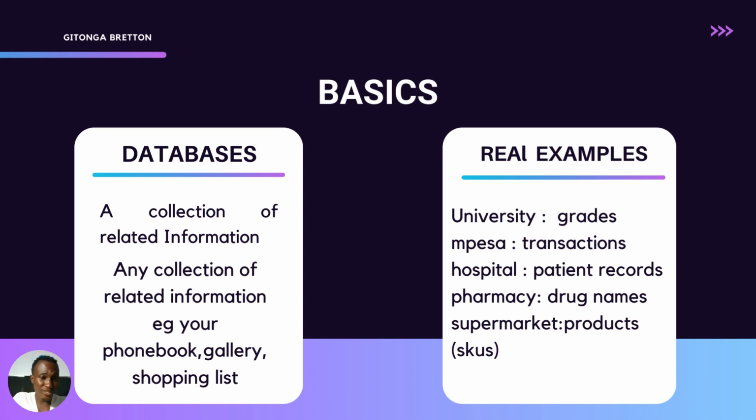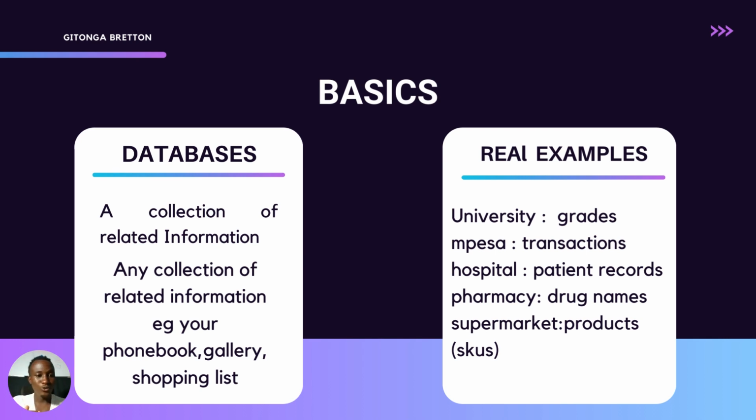So what is a database? A database is just a collection of related information. For example, your phone book or the gallery of photos in your phone, that is a database. A database could be in a paper, a database could be on your phone, a database could be just stored anywhere. But what are the real world examples that we could have?